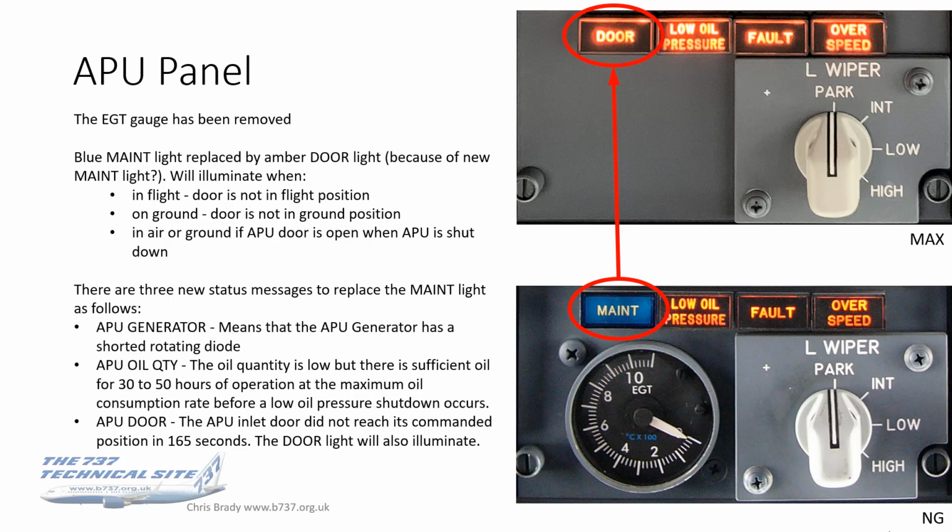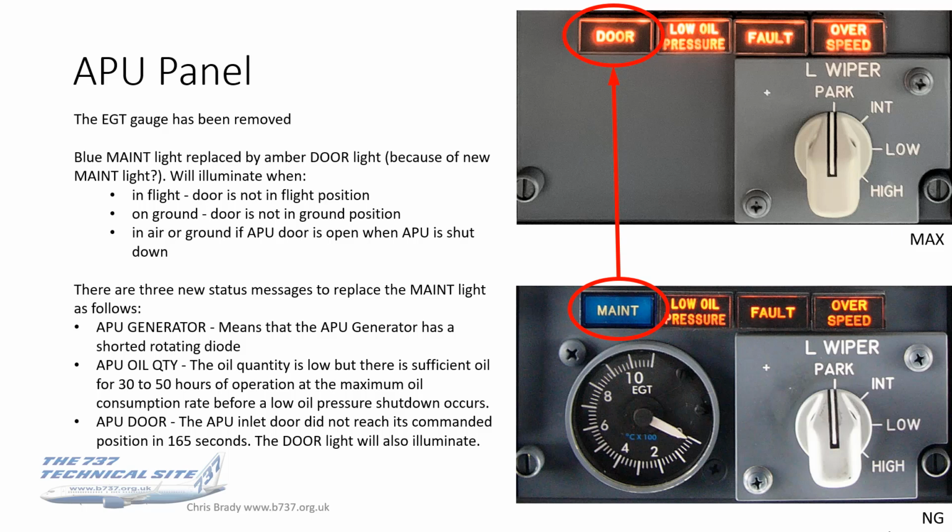That means that any of the other maintenance messages for the APU have to be communicated some other way, and they appear as status messages now. So there are 3 new status messages which take the place of the old functions of the maintenance light, and these are APU generator, APU oil quantity, and APU door. Generator is just a shorter diode. There you go, engineer speak.